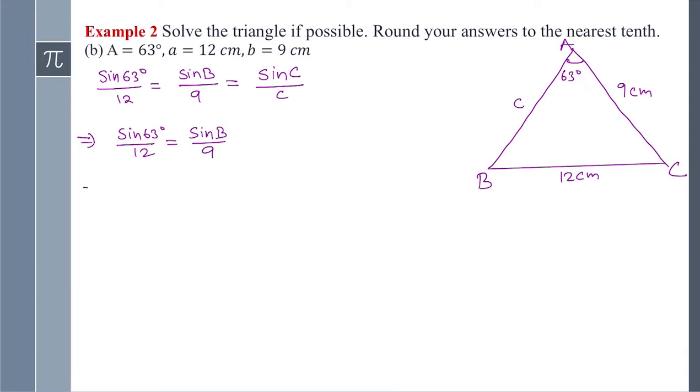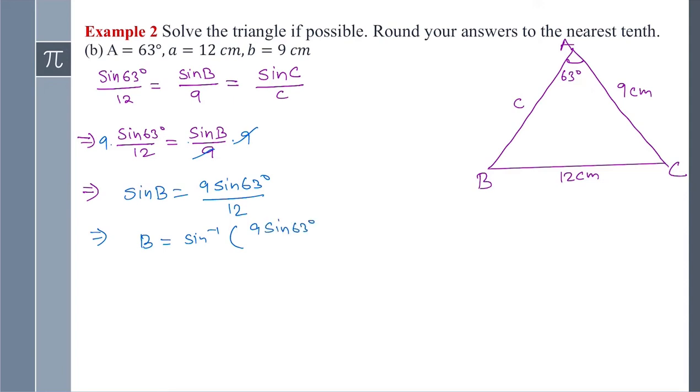If we multiply by 9 on both sides, the 9 cancels out. So we get sine B equals 9 times sine 63 degrees over 12. Just to check, you can put the right hand side into the calculator, and you get 0.668 something, so it is possible. I'm not going to use the decimal value. What I'll do is put B equals sine inverse of this whole thing into the calculator. That way, I can reduce the rounding error.